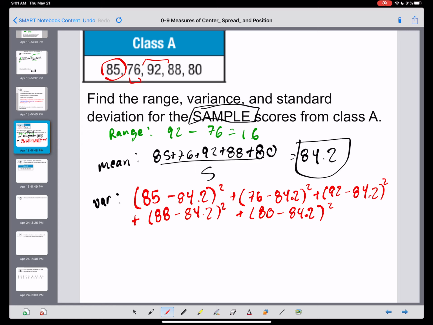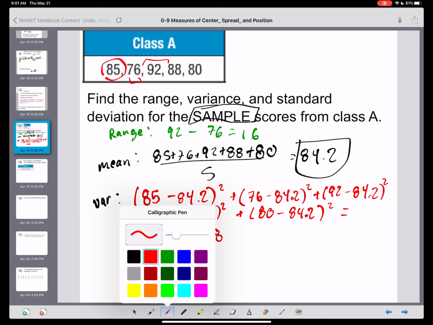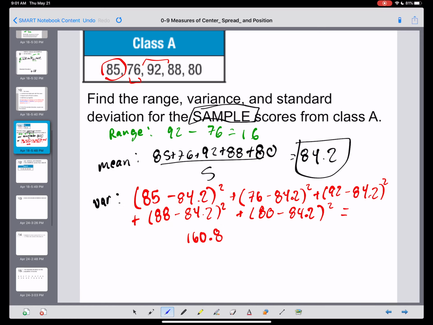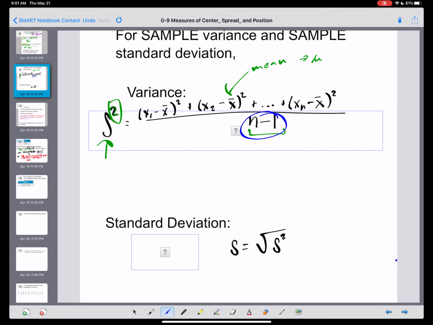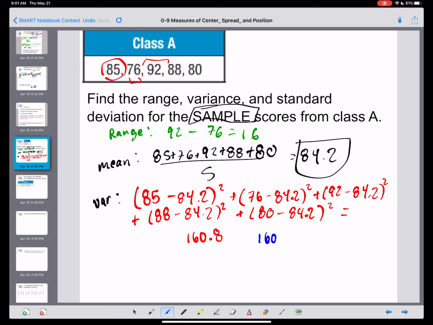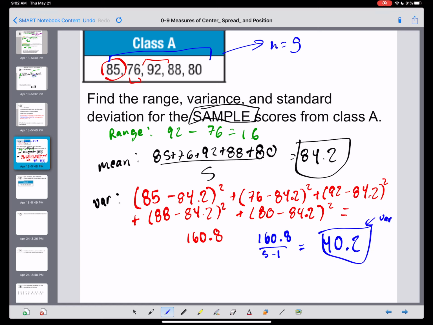All right, cool. So I got 160.8 by doing all that, but that's not it. Remember, the formula tells you, because we're doing sample, we need to divide by n minus 1. So I'm going to take 160.8 and divide it by n minus 1. N is how many numbers we have. We have 5 numbers, so n is equal to 5. So 5 minus 1 is essentially 4. So my variance is 40.2. That is my variance.